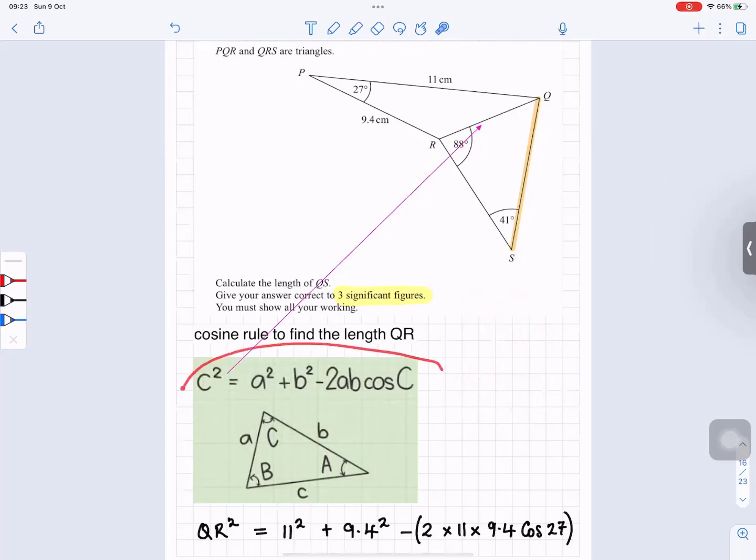So this is the formula for the cosine rule. You identify what you want to find. If you follow that pink line, that's we want to find QR. So we would use A as 11, B as 9.4. So we'd have A is 11, B is 9.4, and then substitute that in the formula. That is A there, that's B. Cosine of C, the angle is 27. And we'll use our calculator to find QR.